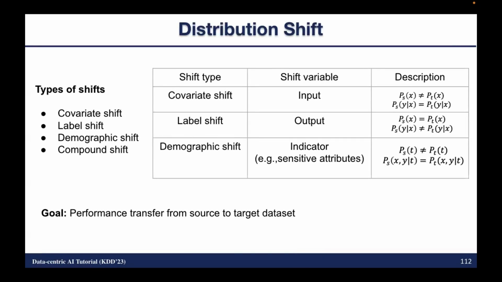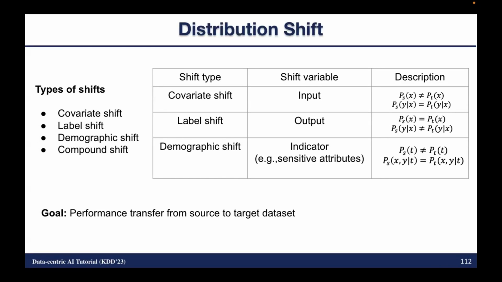There are four categories of distribution shift that we concluded. The first is the covariate shift, which means the shift happens in the input data. The second is the label shift, which means the distribution shift happens in the output data. The third is the demographic shift, which is the distribution shift in sensitive attributes, for example, gender or race. And the last one is the compound shift, a mixture of different kinds of shift.